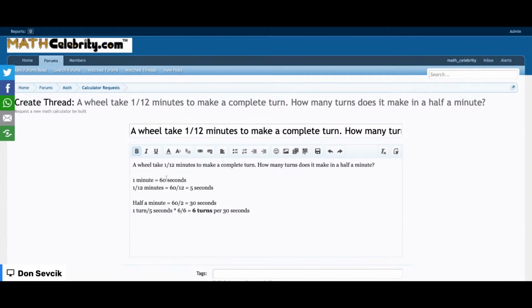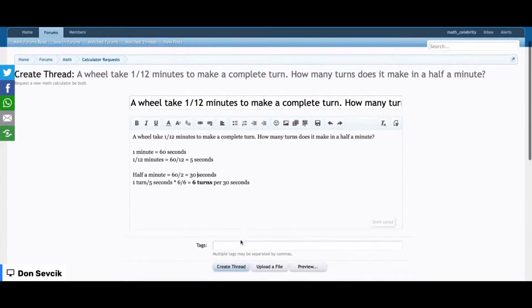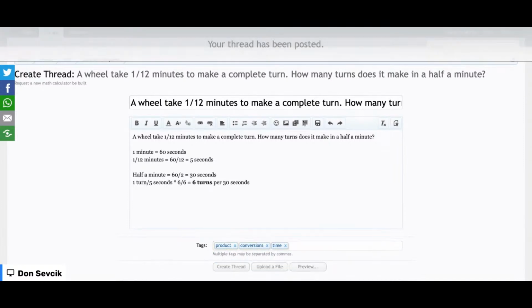First, we got to know that a minute is 60 seconds. 1/12 of that is 5 seconds. So 1 turn is made every 5 seconds. Next, it asks how many turns does it make in a half minute? A half minute is 30 seconds. 5 seconds into 30, 6 times, we get 6 turns. So we had a product, we had conversion, and we had time. Okay.